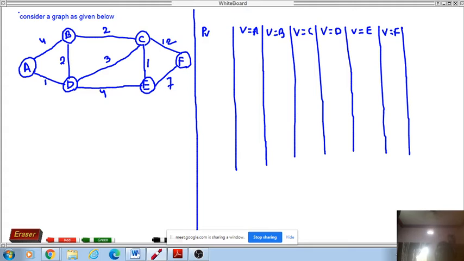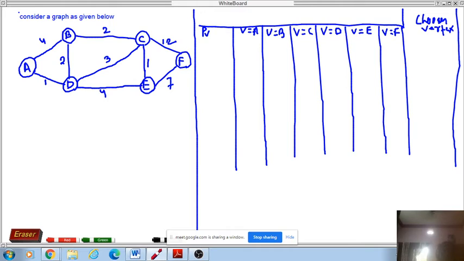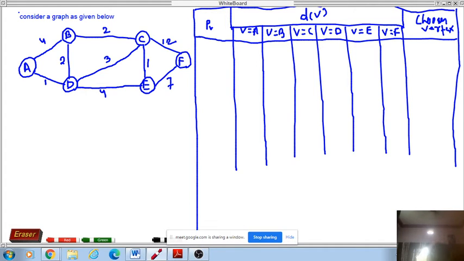Next, let us make this tabular format. This is the chosen vertex column, where we write the vertex we choose, and these are the distances of vertices, written as D of V. Using this table I am maintaining, I can easily solve the shortest path problem. So this is the given graph.